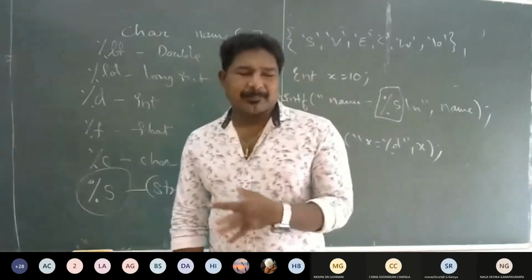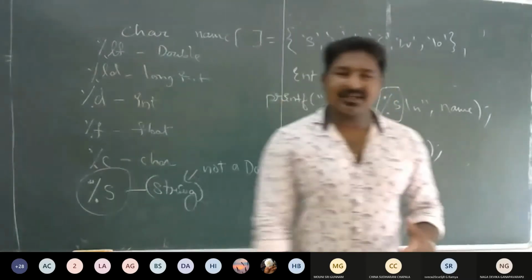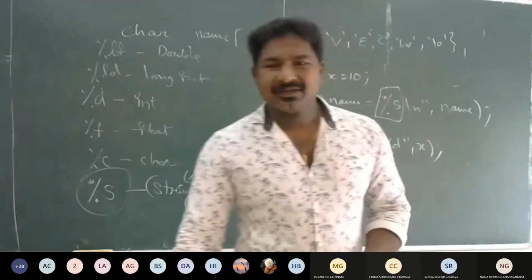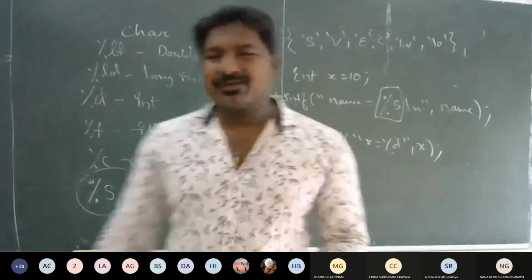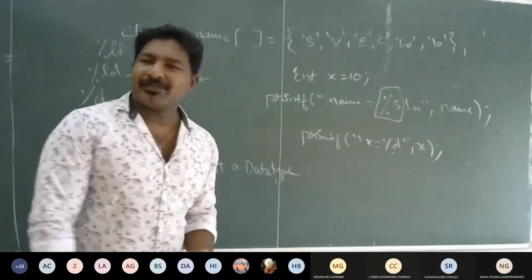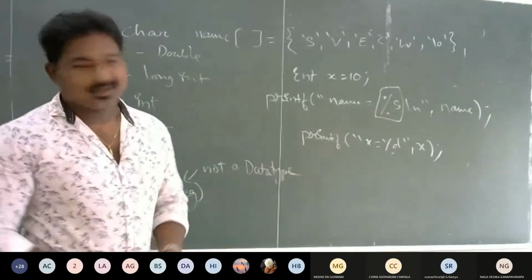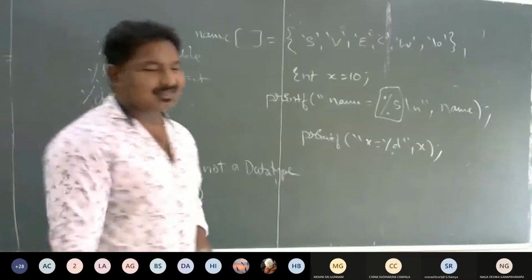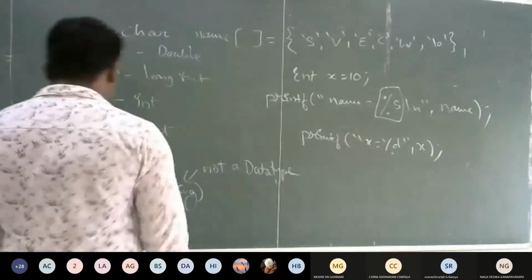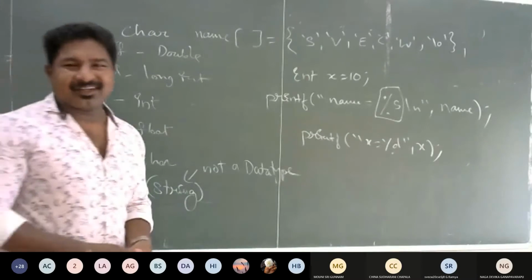In placements, they will ask you whether C contains a data type called string or not. The answer is obviously no, but we still have a format specifier that can be used for strings, and that is %s. Are you able to understand my concepts? Yes, sir. Yes, sir. Is it clear what we are saying? Okay, right.